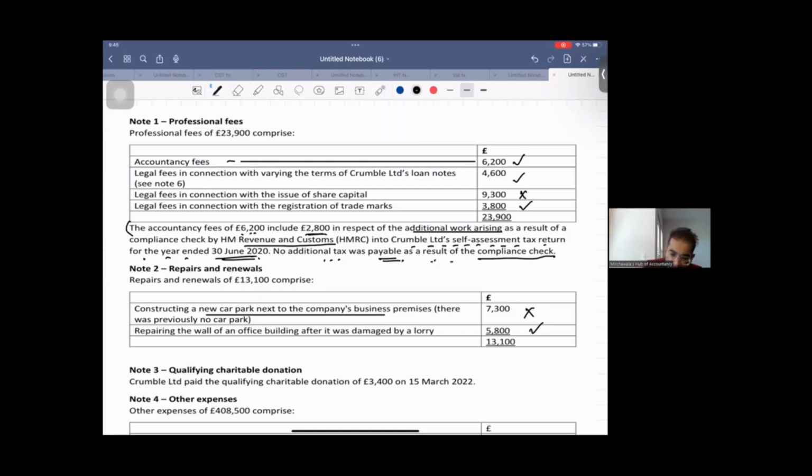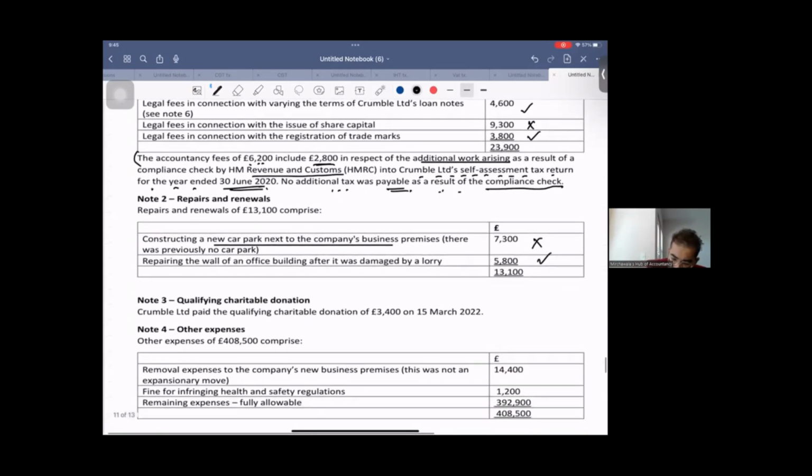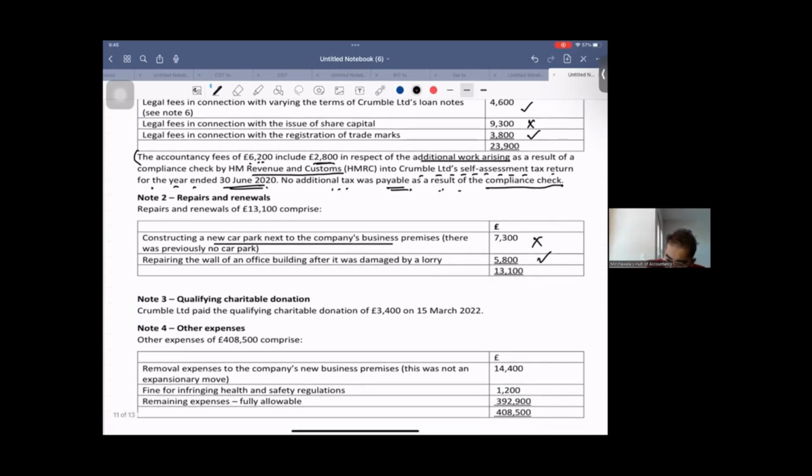Now note number 3. Qualifying charitable donations. Crumble Limited paid the qualifying donations of 3400. This is not allowed from trading income, but it is allowed from total profits. Remember the company's format: in the corporation tax format, when you go to total profits, then QCDs are allowed, but not from trading income at all.